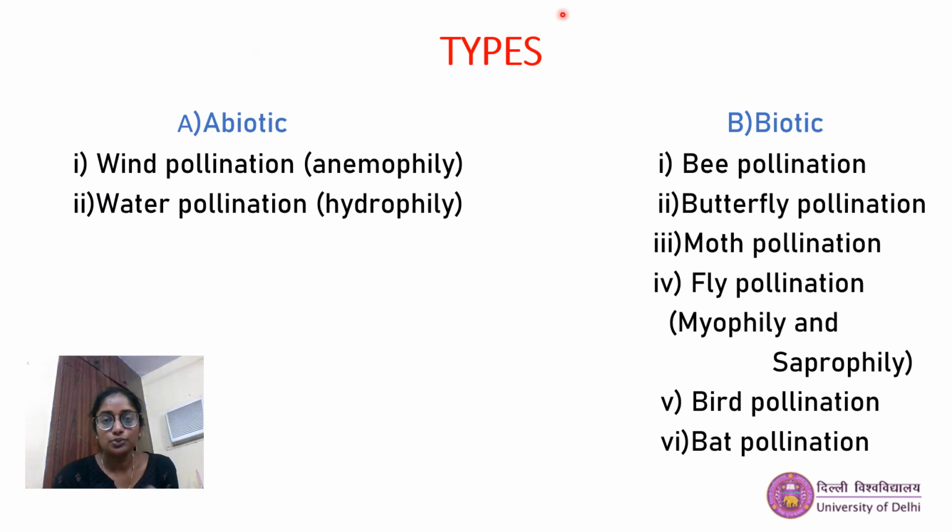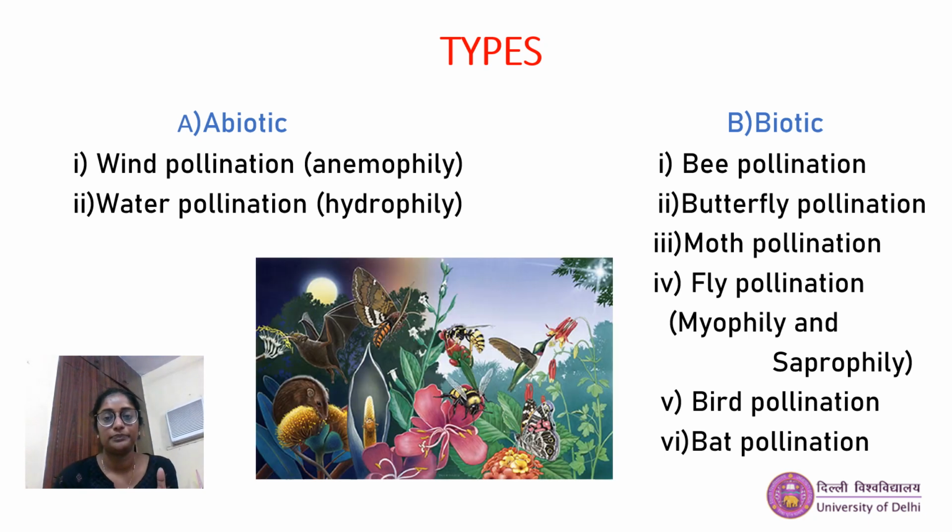So there are two types basically, like I already mentioned in my previous slide. I told about the abiotic and the biotic factors. Abiotic can be wind or water, or biotic can be bee, butterfly, moth, fly, bird, or bat. And there is also a possibility that in one flower there might be two pollinators, like abiotic and biotic.